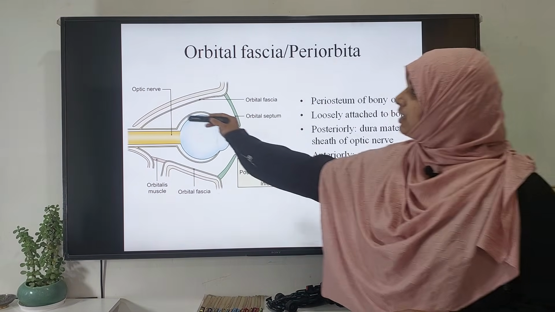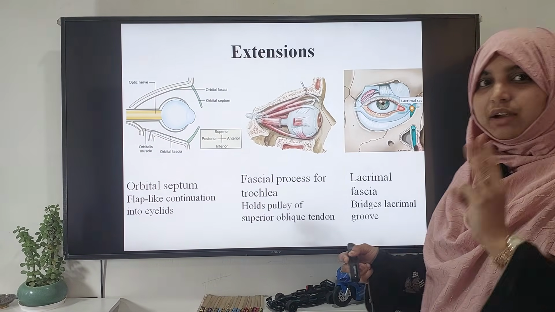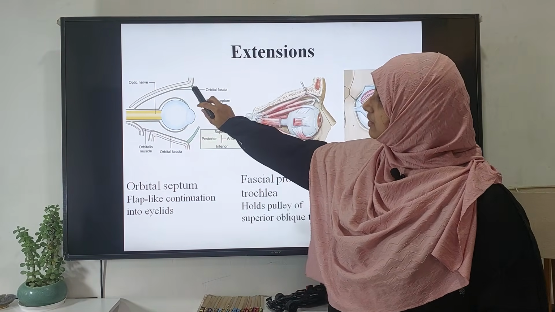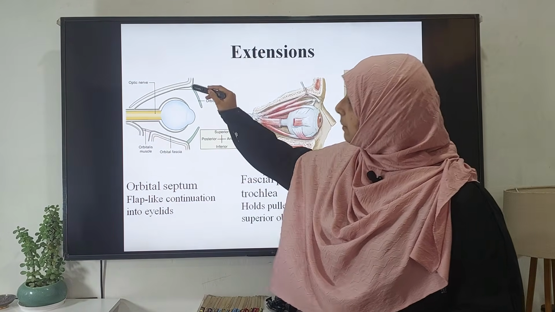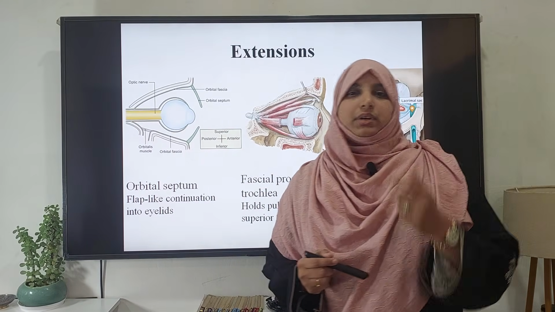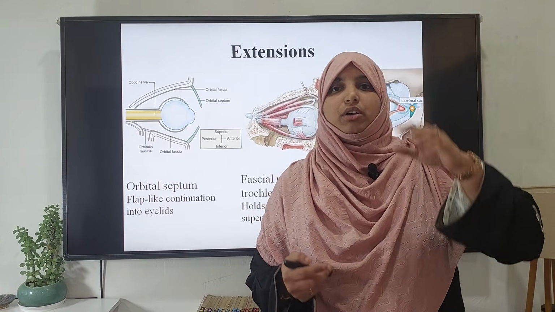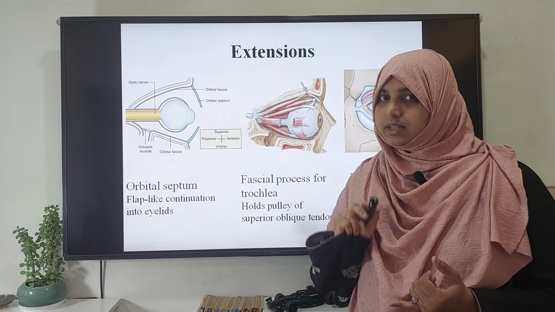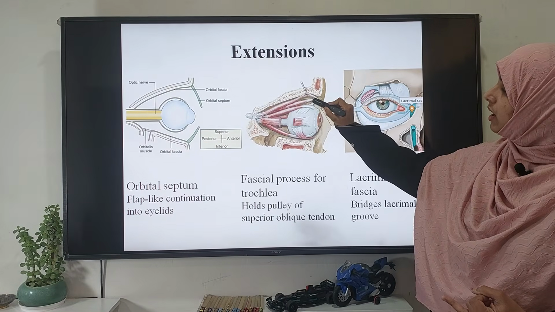So now from this sheath, there are going to be certain extensions into different parts. For example, we are going to have three extensions. Number one is called the orbital septum. What is it? Can you see this orbital fascia? From above and below, there is going to be an extension of this fascia into the upper and lower eyelid. Why do we need that? Again, because the eyelid is a very muscular structure, right? It's all made up of just connective tissue. To make a skeleton for the attachment of the eyelid muscles and everything, we have this one extension that is called the orbital septum.